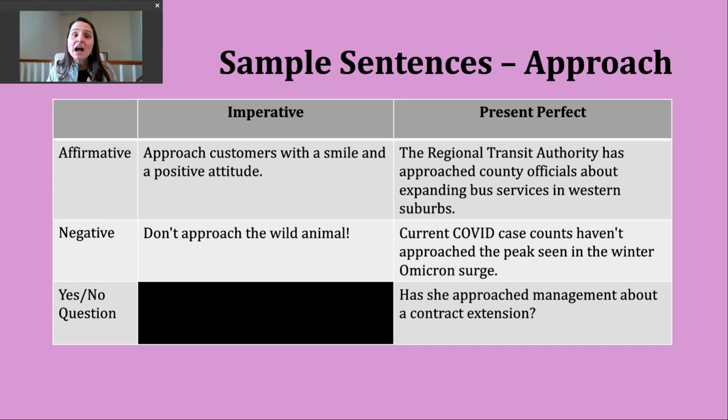If I want to make a negative imperative sentence, what I want to do is start with do not and then use the base verb. So again, my subject here is implied. So if I want to give someone a negative command, I might say, "Don't approach the wild animal. Don't get closer. Don't get nearer to it. It's a wild animal. It could bite you.